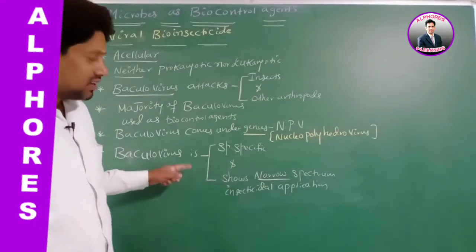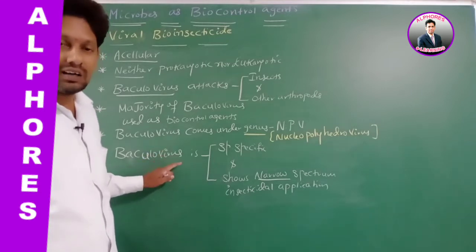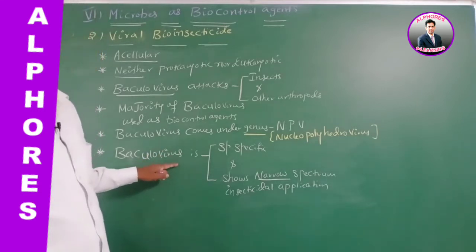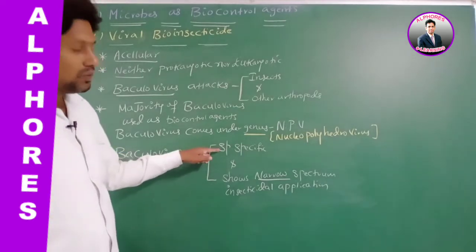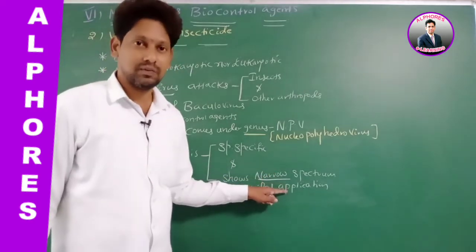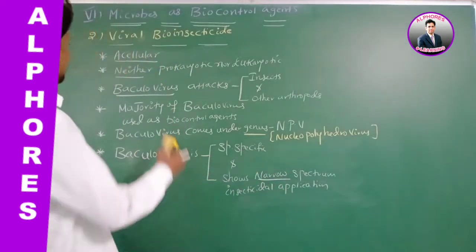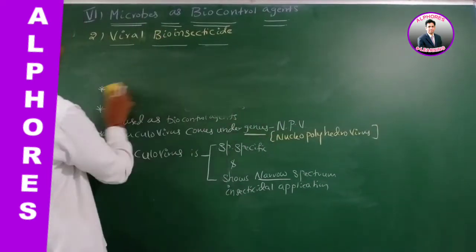Now you tell me, sir, does baculovirus act on non-target organisms? No. It acts only on the target organism because it is species specific and it is showing a narrow spectrum insecticidal application. Therefore, baculovirus.